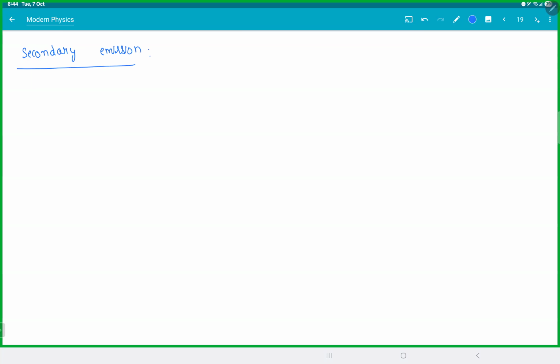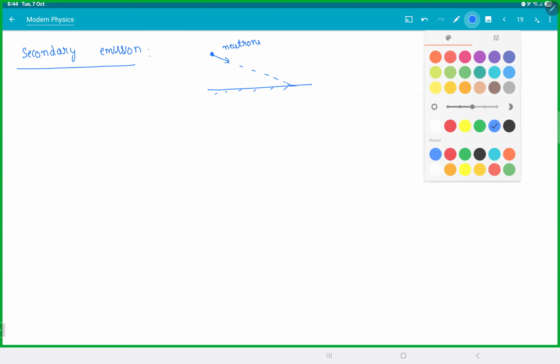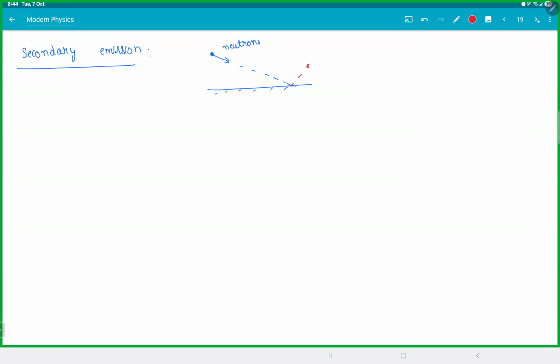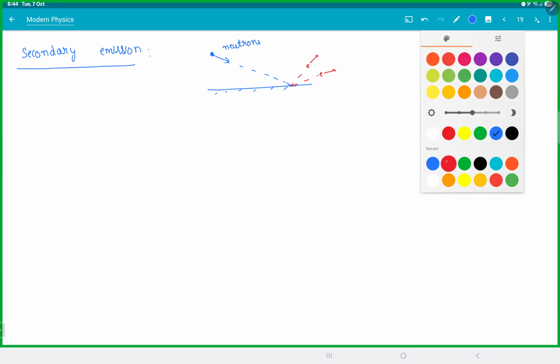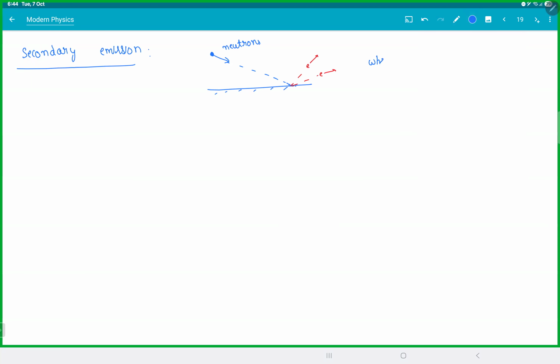Secondary emission. If you take a surface and bombard it with neutrons or particles, then when they hit the metal surface, we observe electrons start coming out. Again, when you bombard, you excite the atoms inside and the electrons do get de-excited.